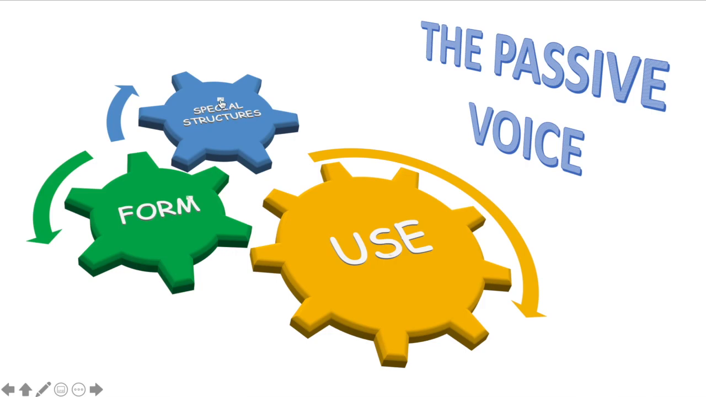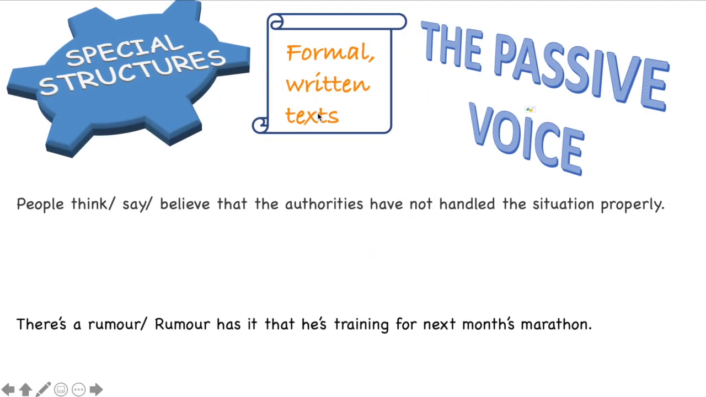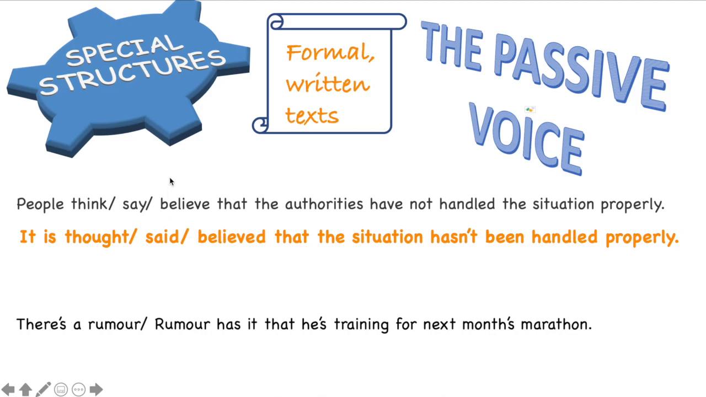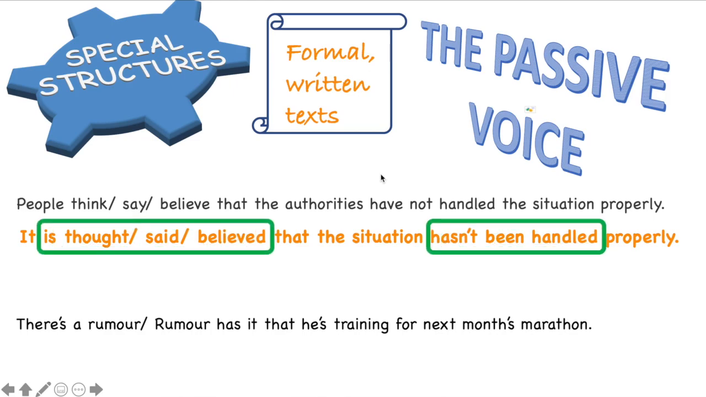Finally, some special structures, as I like to call them, a bit more advanced, which will make our written texts even more formal and more impressive. We've got here two examples of active voice sentences, and we'll try to make them even fancier. So we could say, it is thought, it is said, it is believed that the situation hasn't been handled properly. What we do is that we don't even focus on the authorities anymore. We focus on the situation and we employ two passive voices.